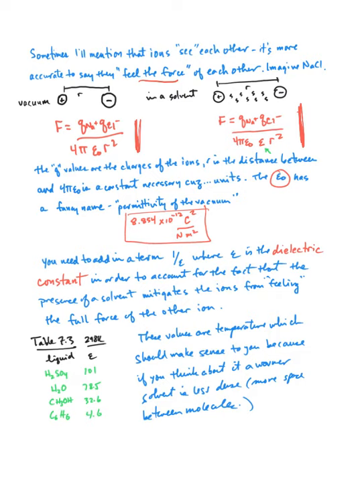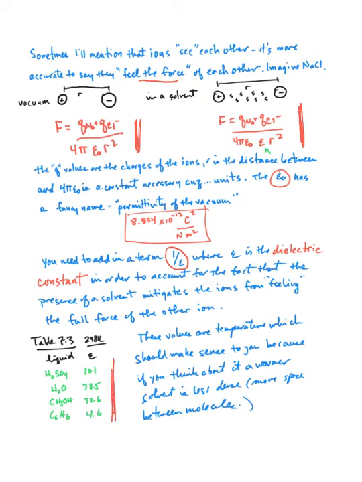That extra term that I've highlighted in green there, that little epsilon, is called the dielectric constant. If you think of it as multiplying the force by 1 over epsilon, you're accounting for the presence of that solvent. I use the word mitigate the ions from feeling the full force of the other ion. You could think of it as buffering, you could think of it as shielding. All these words say roughly the same thing.